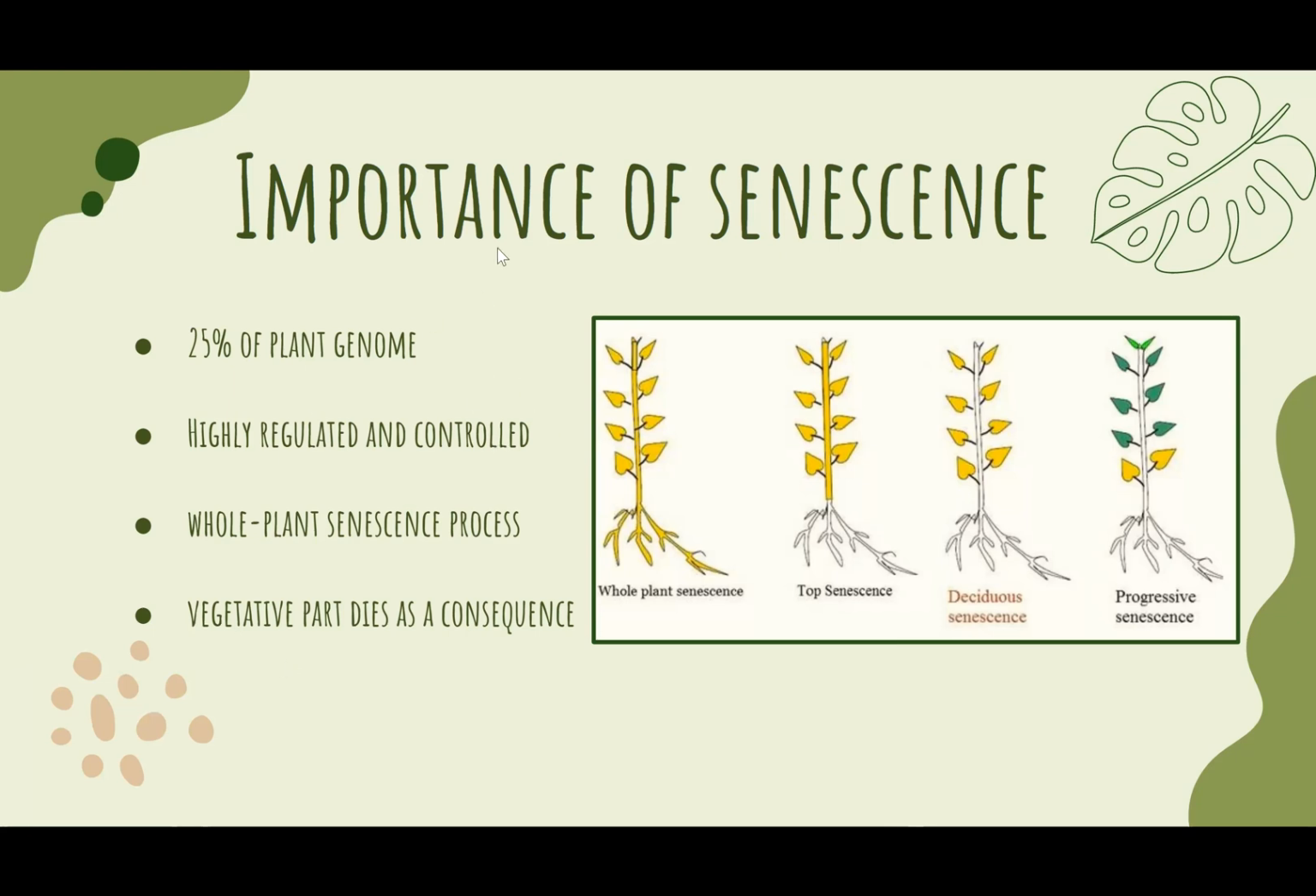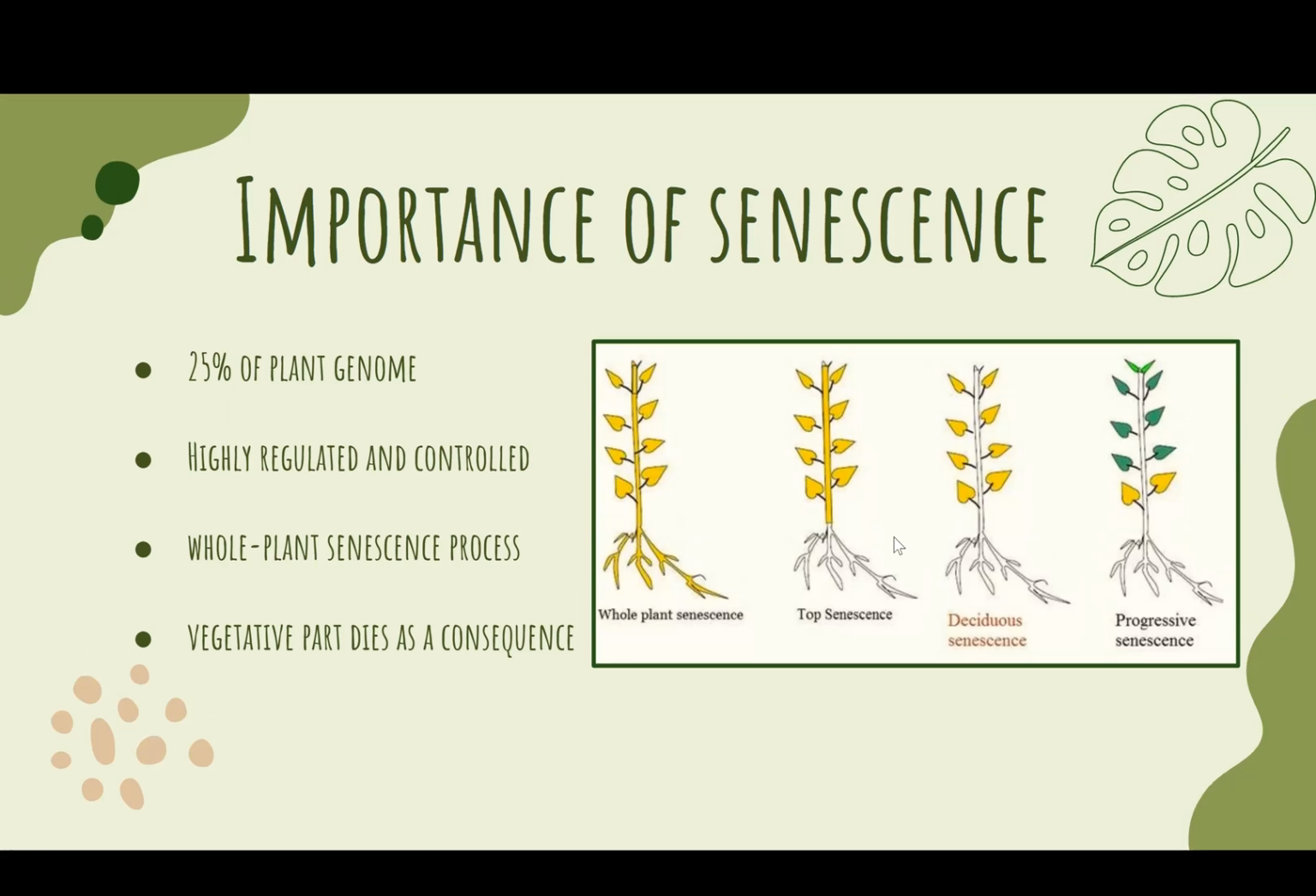To the right, you will see a diagram of different kinds of senescence, which from left to right are labeled whole plant senescence, top senescence, deciduous senescence, and progressive senescence. This can help you visualize how they're different from one another. Now I will be going over the different parts of senescence.